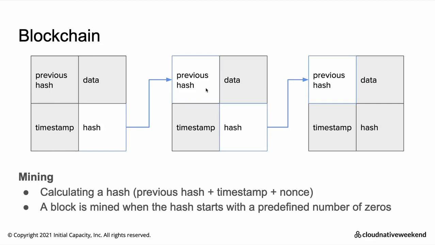In the case of Bitcoin, this predefined number of zeros changes over time. The goal is to keep mining time to around 10 minutes. They find that this leads to fast transactions and kind of a stable system. And so every so often, I think it's every 2,000 or so blocks, they have to adjust how many zeros you need at the start of that hash.